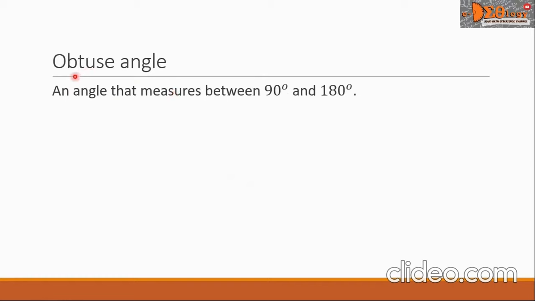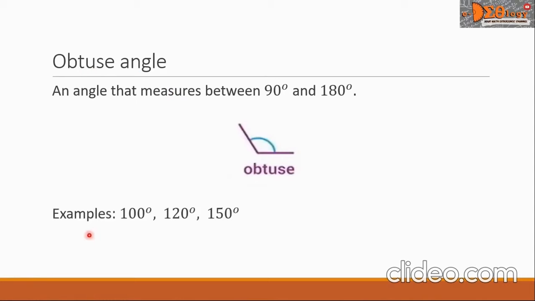The next is obtuse angle. It is an angle that measures between 90 degrees and 180 degrees. This is a figure for obtuse angle. Some examples of an obtuse angle are 100 degrees, 120 degrees, and 150 degrees.